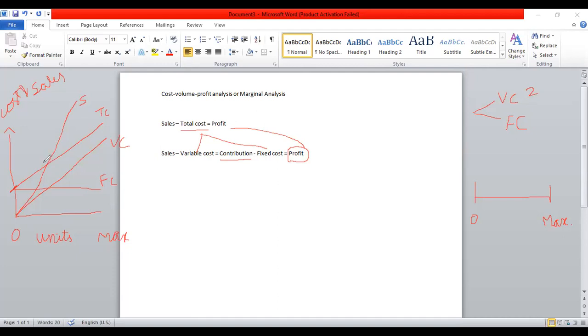So what do we see here? There is a point where these two lines are intersecting. At the point where the sales curve is intersecting with the total cost curve, they both are meeting. When sales is equal to total cost, there is no amount of profit or no amount of loss. So sales equal to total cost is a situation where, when they both meet each other, that is the point where there is no profit, no loss.